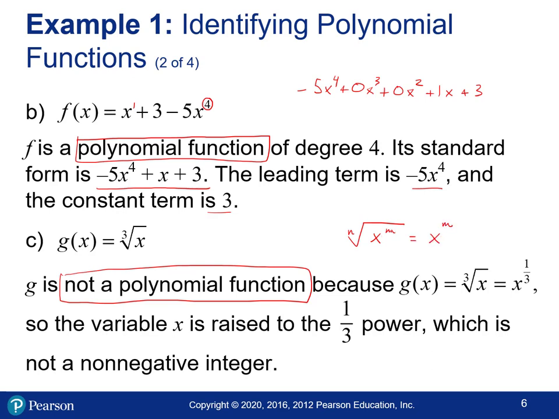So the number right here on x, the power on x, goes in the numerator, and then that little index, this right here is called an index, this goes in the denominator. And so that's why we got 1/3 power, because there's an invisible 1 right here. So x to the 1/3 does not work out for our polynomial function definition, because this is not a non-negative integer. 1/3 is not an integer, which was required for us to have a polynomial function.